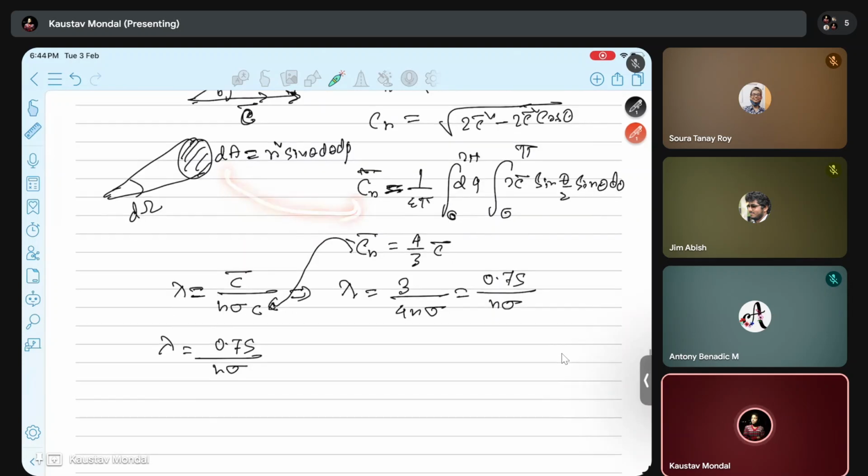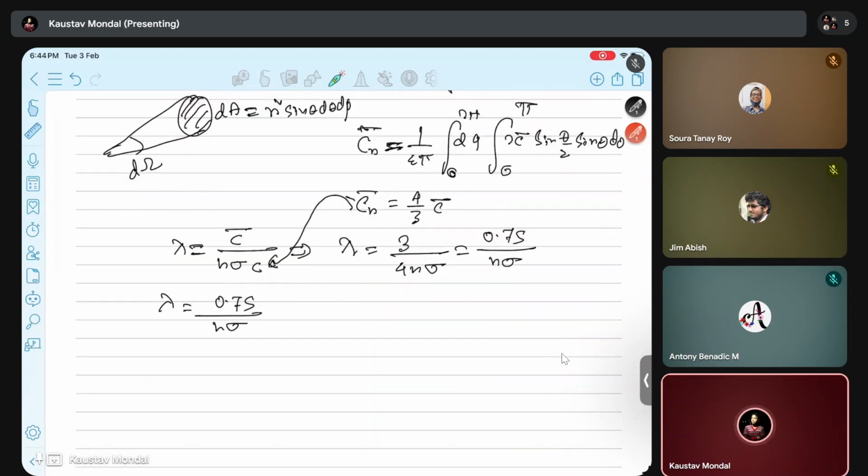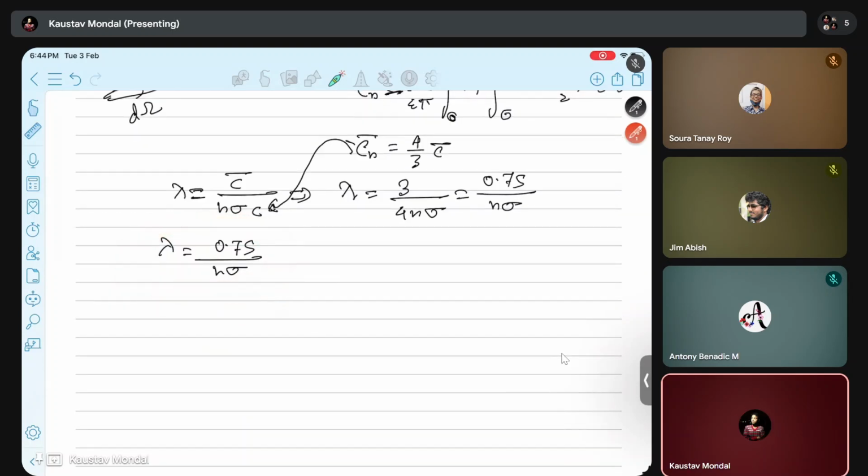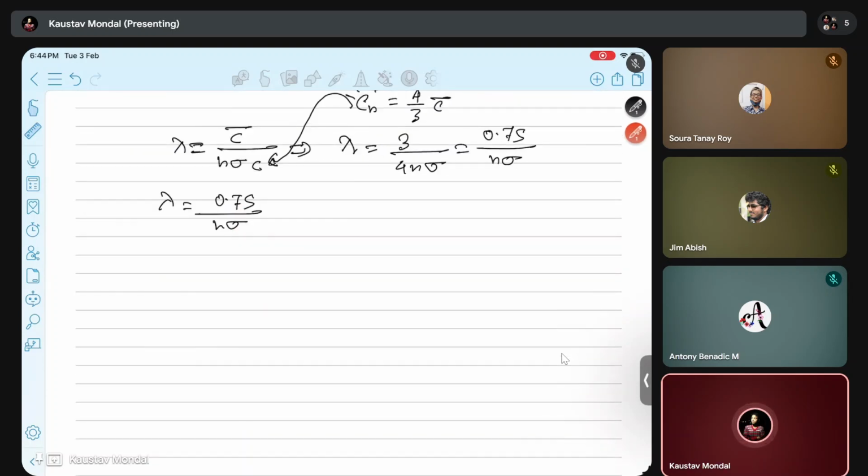From there itself you can get an expression of the average velocity, which gives you 4 by 3 into c bar, that is the mean relative velocity. And after substituting it, you will get lambda as this. So this is the first order correction. And the second order correction, which is much more refined, is basically demonstrated by Maxwell.